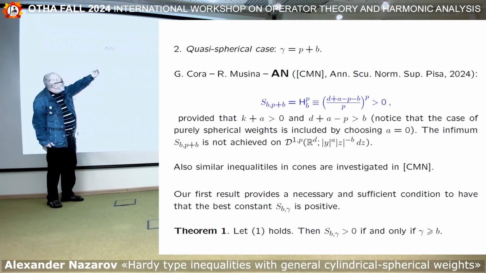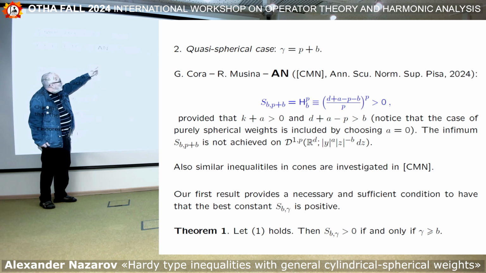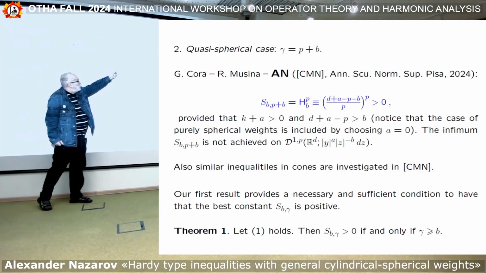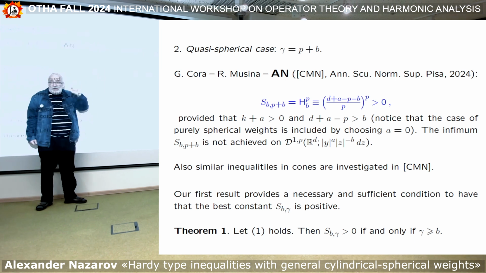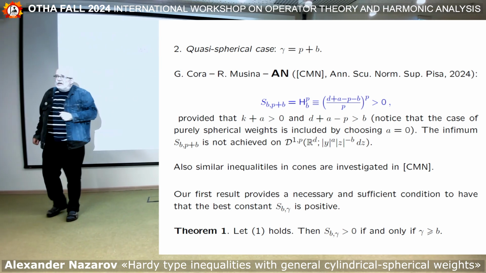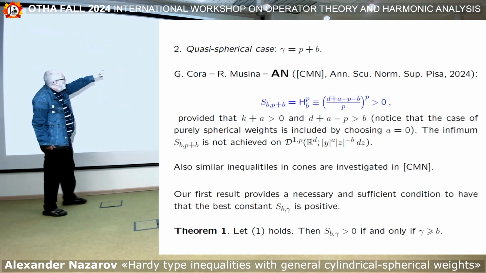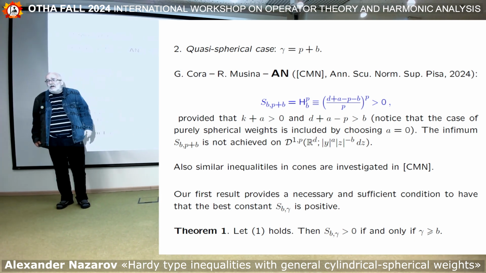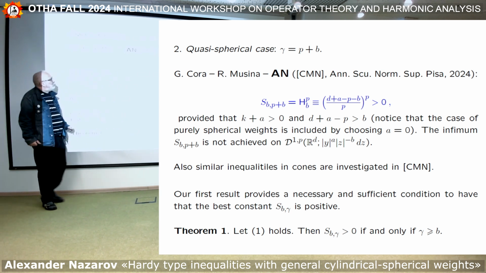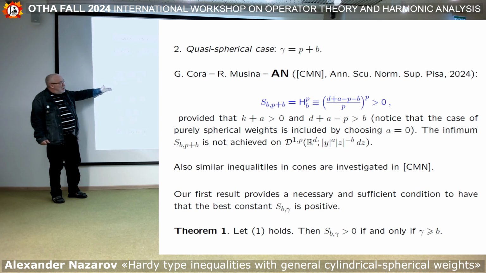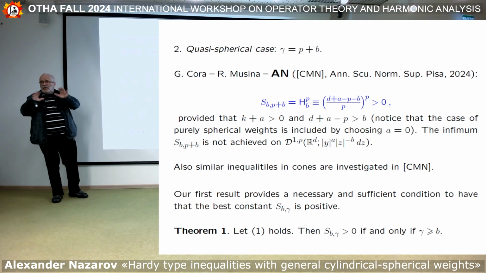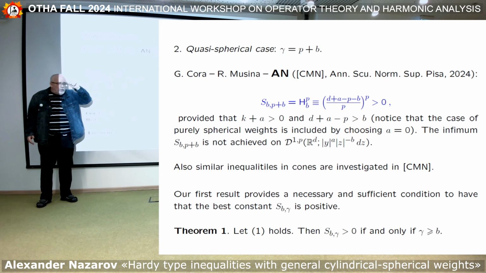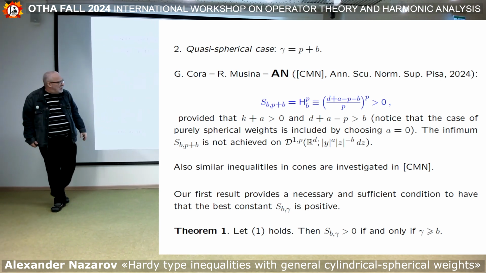In this case, the weight gamma is just p plus b, and the constant is this one. And you see that if a equals 0, it coincides with the standard Hardy constant in R^D. Well, and this infimum is also not achieved on the energy space. In this paper, similar inequalities in cones were also investigated.